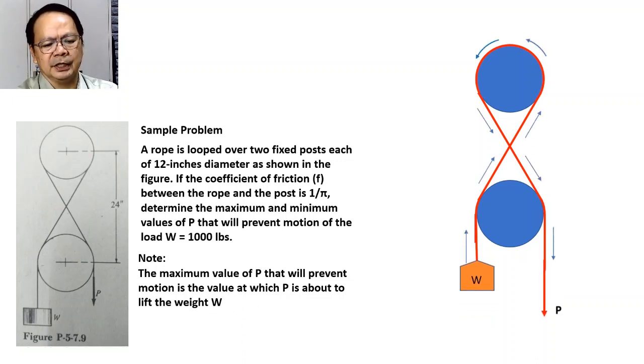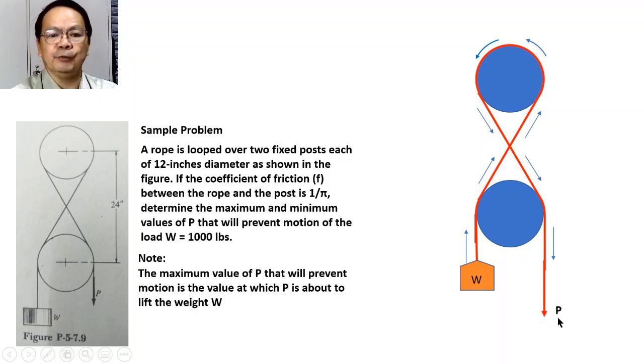Okay, ganyan yung mangyayari. Magmumove siya pababa, mahihila pataas, and then the cable will be rotating against the fixed post in this direction. Iikot siya in that direction. And to start that motion, we will be needing a certain value of P, and that P, yun yung tinatawag nating maximum value of P that will prevent motion of the weight W.